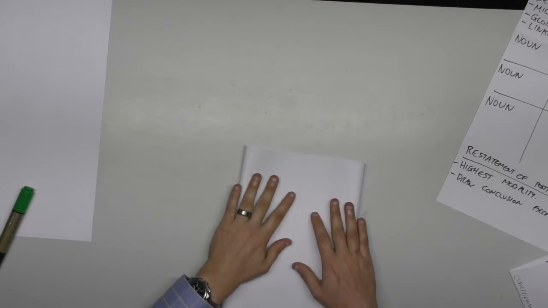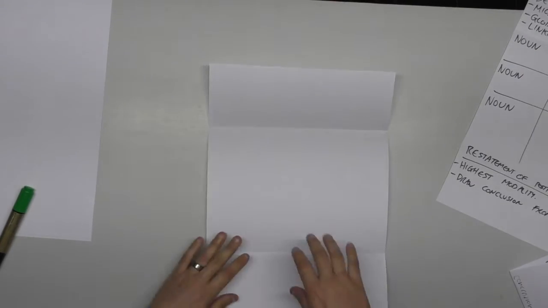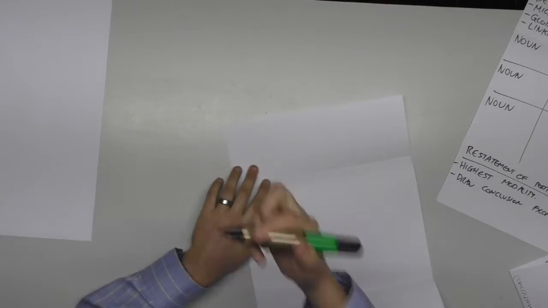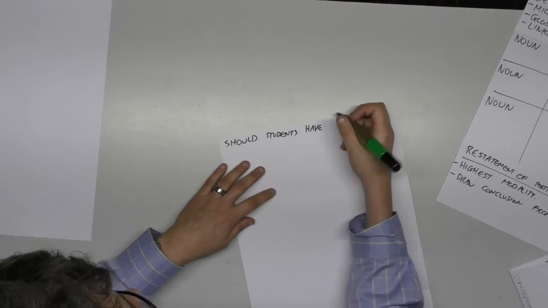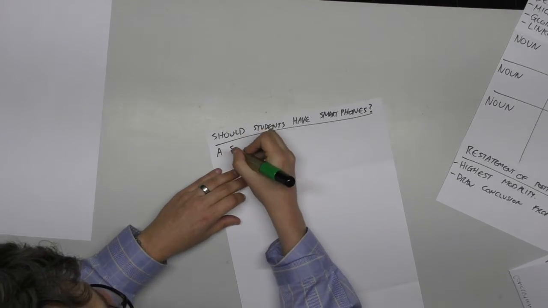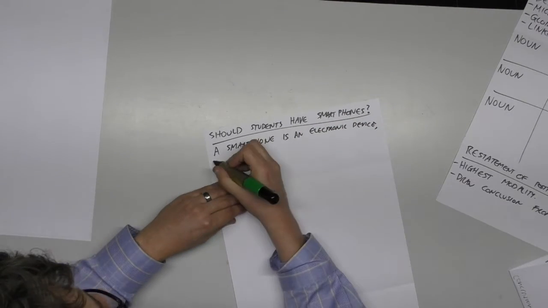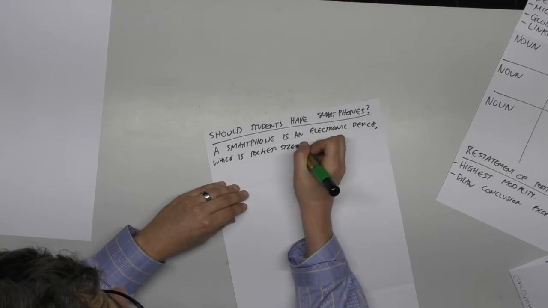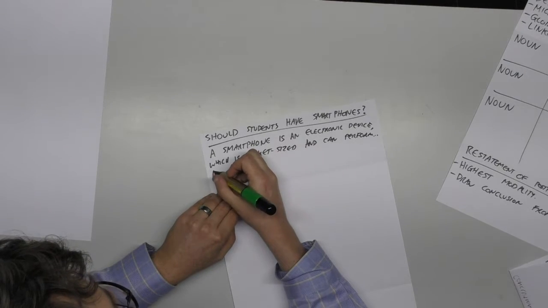Okay, so I'm going to do a sample essay. My sample essay is just going to be on a random topic, not relevant to science at all really, about smartphone use by teenagers. So the question goes at the top: should students have access to smartphones? Like before, we're going to start with a definition. So we're going to define what a smartphone is. A smartphone is an electronic device that's pocket-sized, that's capable of many different functions. That was the definition sentence.